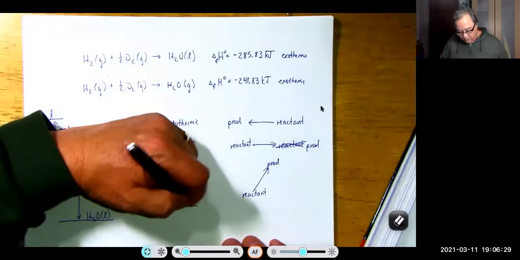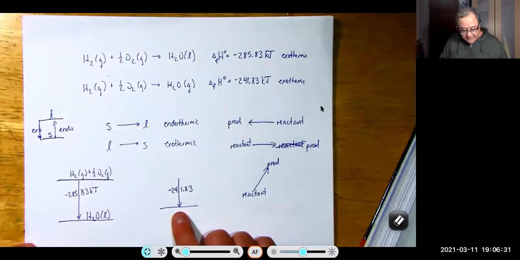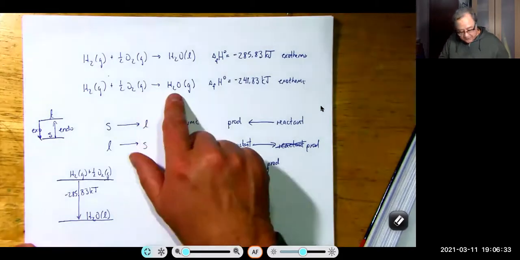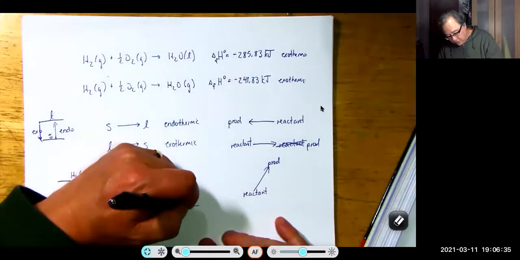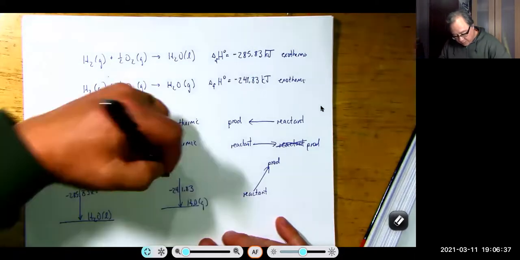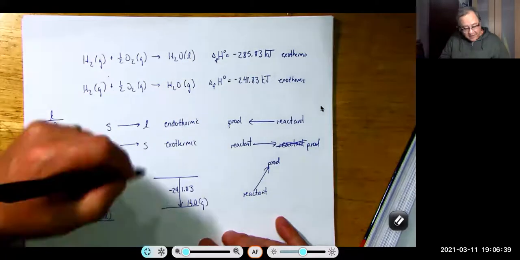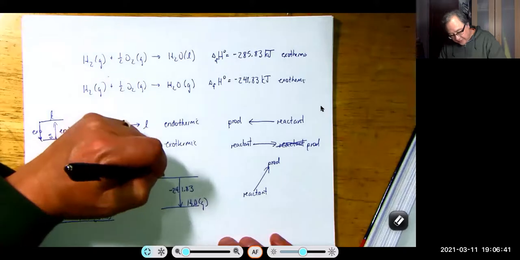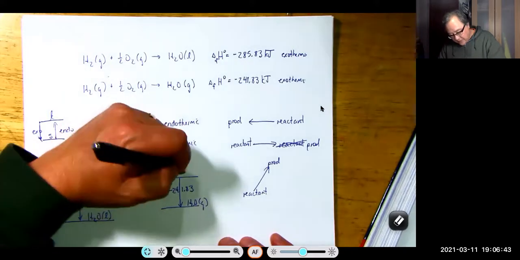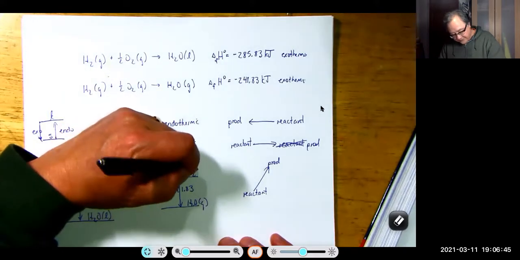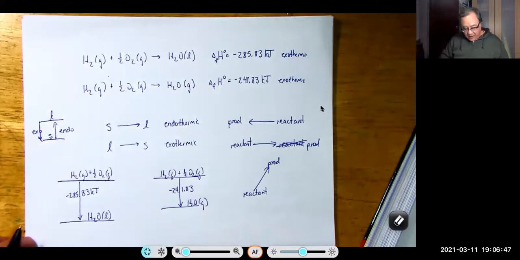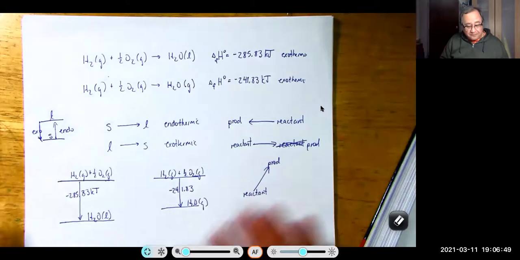So here, what do I put at the pointy end of the arrow? The product, H2O gas. And what do I put at the other end? I put the reactants, H2 gas plus 1/2 O2 gas. Now, we're going to put these all together.